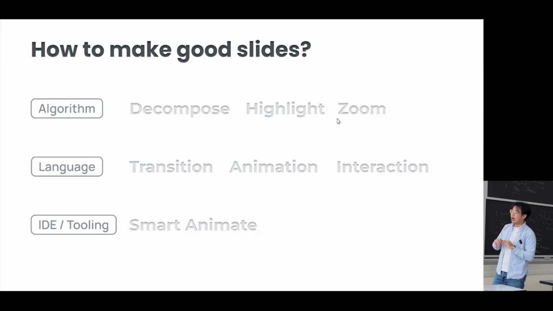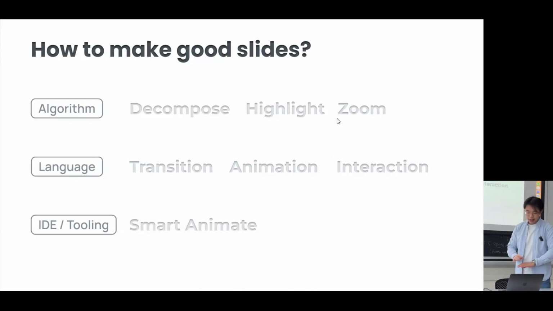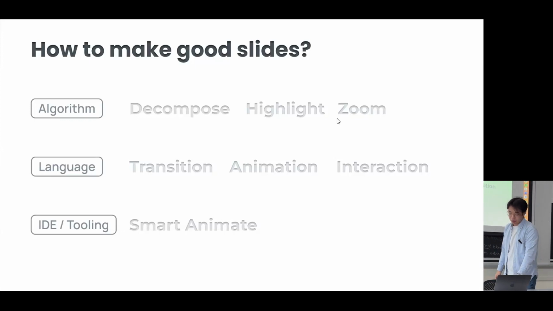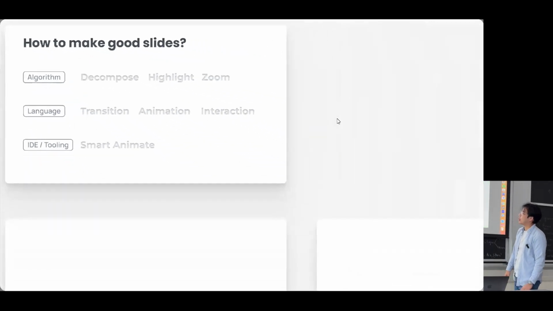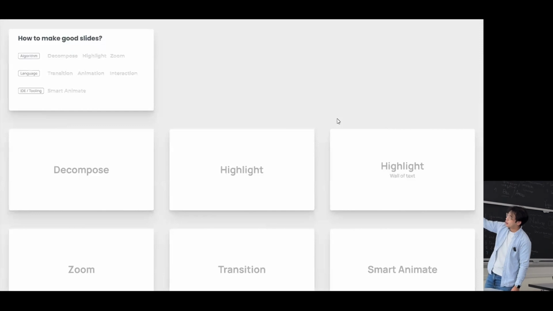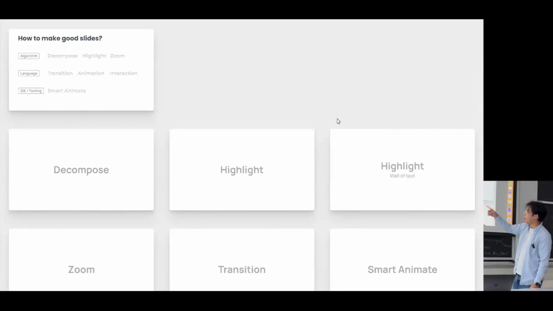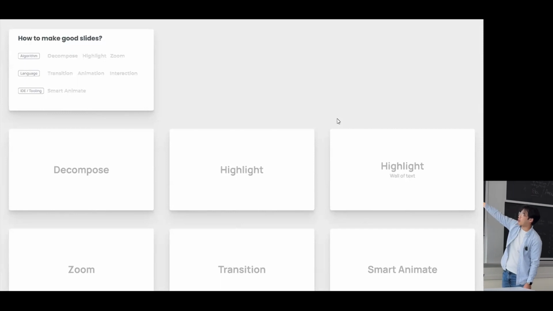And then there are many tools we can use, but I just want to show you one thing that's key to everything, which is Smart Animate. As long as you know how to use Smart Animate, you don't need to think about anything harder than that, because that's so powerful, and very easy and intuitive to use. Okay, so that being said, let's do this. We go back to check all the different components, from decompose to highlight to highlight wall of text to zoom to transition to Smart Animate.